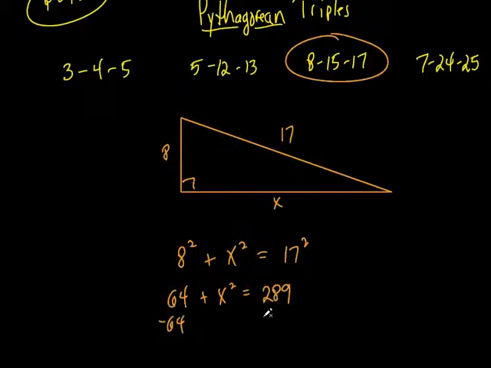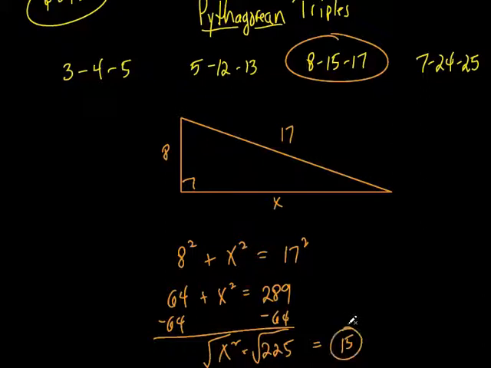Subtract 64 from both sides, and we get x squared equals 225. Take the square root of that. If I put that in my calculator, the square root of 225, guess what? It's 15. So I could have done all that to get that side right there, but wouldn't it have been really nice to just have that thing memorized?